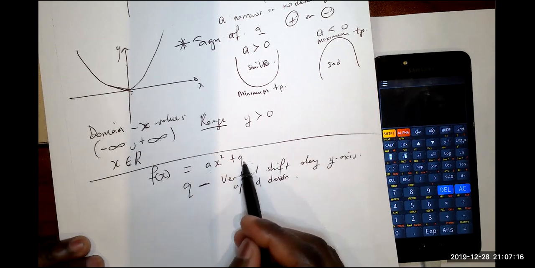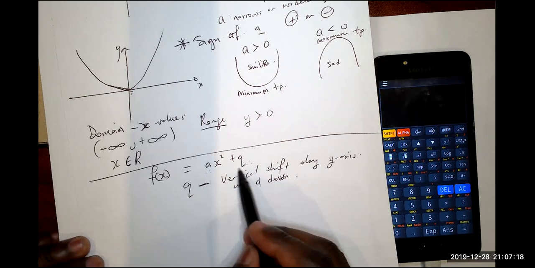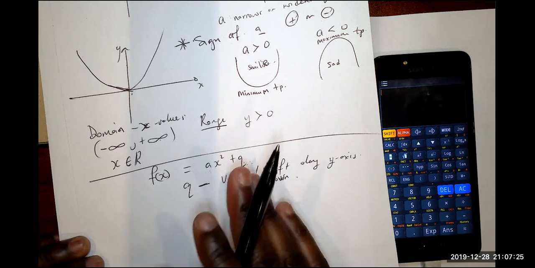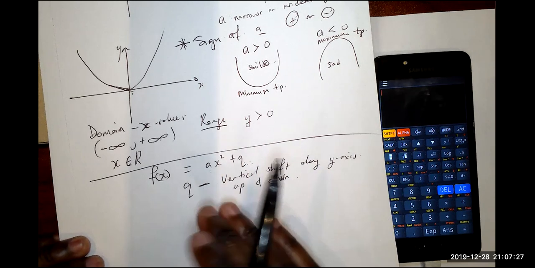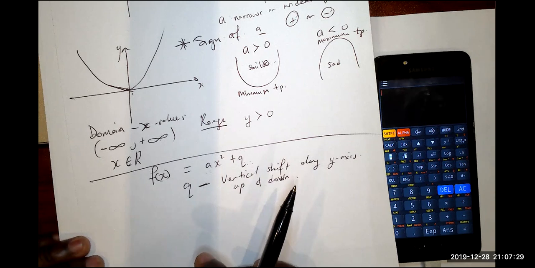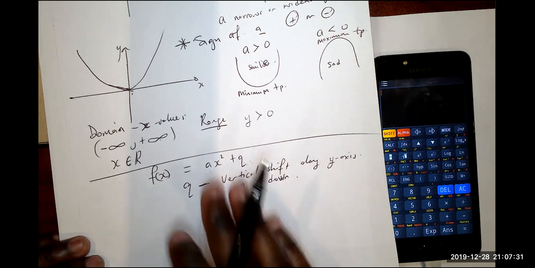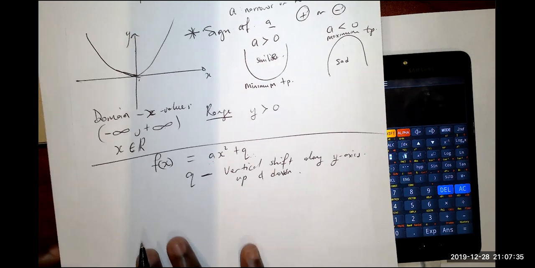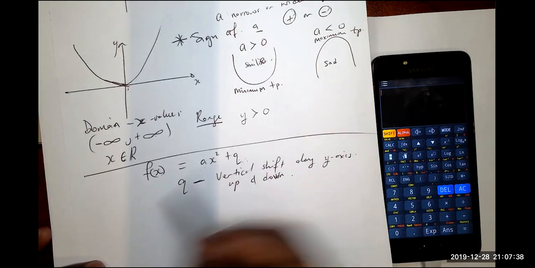Your Q there, in other words, is actually the y-intercept. And if you remember very well from the linear functions, we say y is equal to mx plus c, where your c is actually your y-intercept, and in that case, it's actually shifting in the vertical, sorry. Now, let's give an example here.